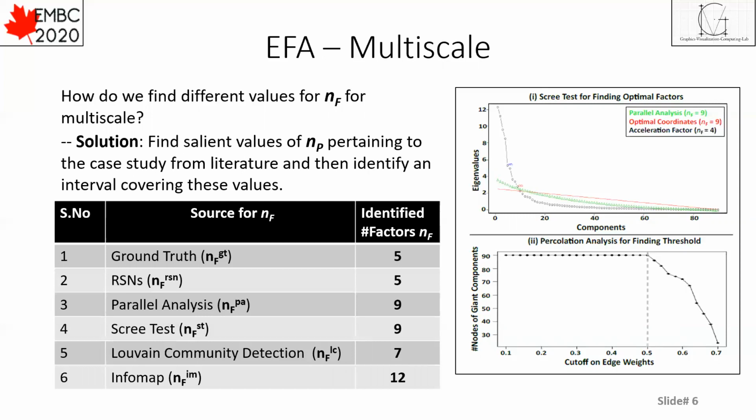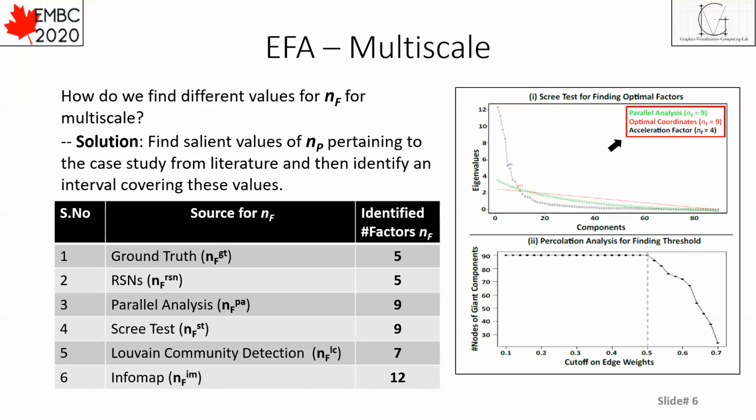The number of communities found in the work is 5. Number 2 is RSNs, that is resting state networks found using PICA, which is similar to PCA. It is found as 5 RSNs. Number 3, we have done parallel analysis and scree test plot on the completely connected functional connectivity network and found NF as 9.